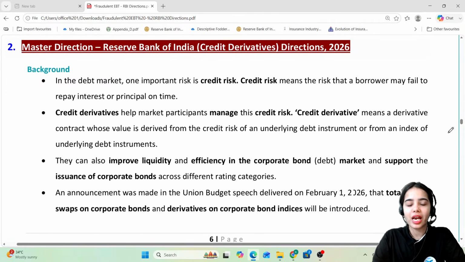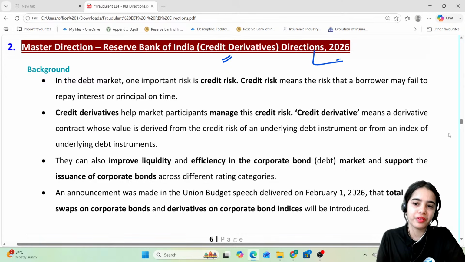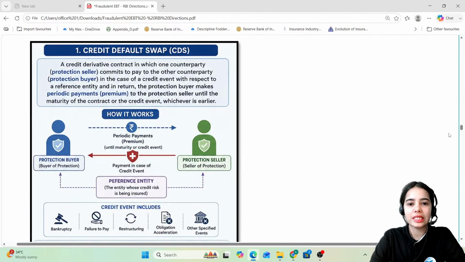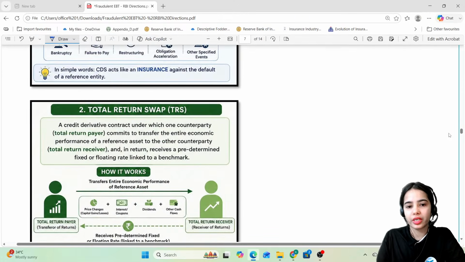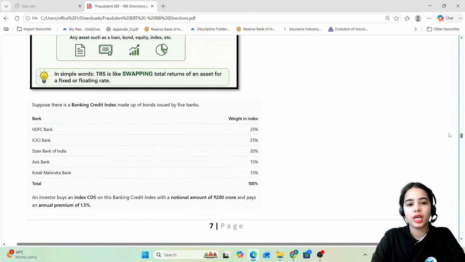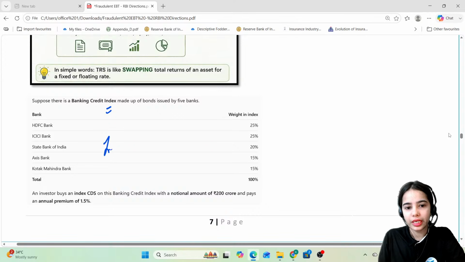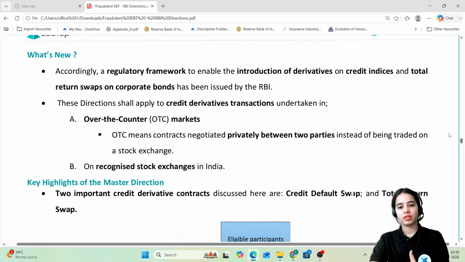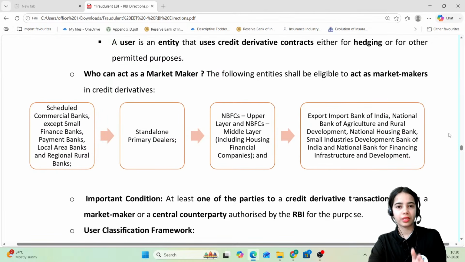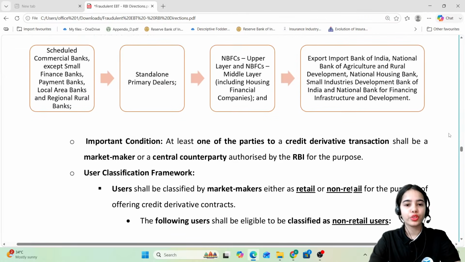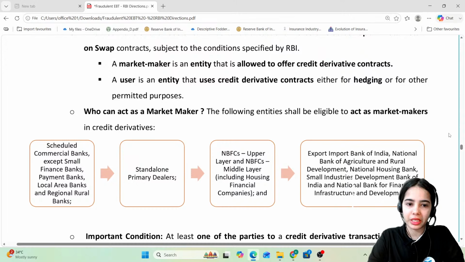See, we have discussed the credit derivatives in the previous session. We have discussed the CDS, the credit default swap, the total return swap, and the index CDS, the credit default swap for the index. All of this we have discussed. But because the session had to be stopped in the middle because of a technical issue, we were not able to complete this. So let's complete it now.